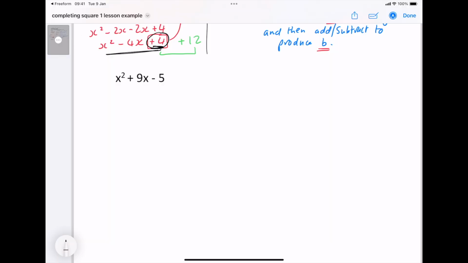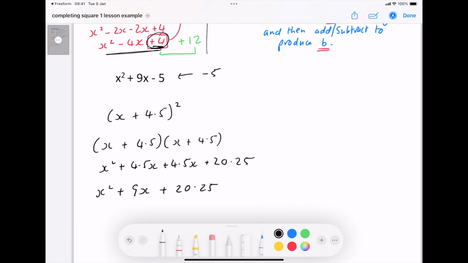Middle number is 9. So half of 9 is going to be 4.5. So we have x plus 4.5 all squared. And remember, we need to generate minus 5. But before we do that, let's go ahead and expand this out. So what is this going to look like? So that is the value of c we have this time. But we want to make negative 5.